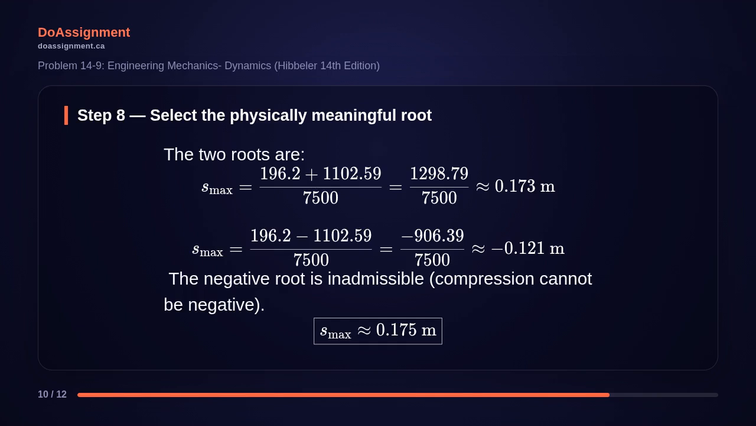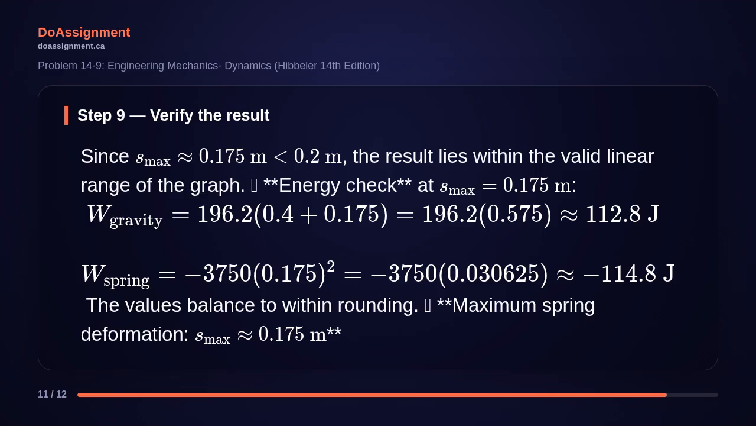We discard the negative root since spring compression must be positive. Therefore, the maximum deformation of the air spring is approximately 0.175 meters. We verify that 0.175 meters is within the 0 to 0.2 meter range shown in the graph, confirming the linear spring model is valid. Checking the energy balance, gravity does about 112.8 joules of work, and the spring absorbs approximately the same amount, confirming the answer.